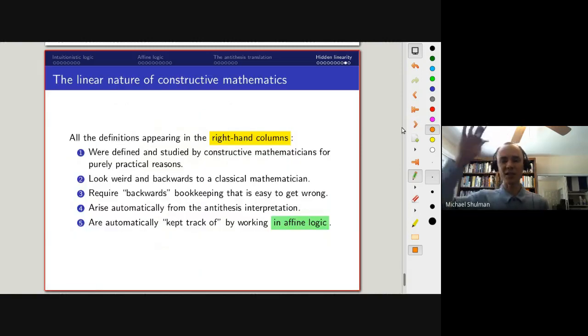So all of these definitions in the right-hand column, which I blew through really fast, are just defined by constructive mathematicians for practical reasons, because they wanted to be able to do the mathematics. But they look weird and backward to a classical mathematician, and working with them formally requires a lot of backwards bookkeeping that's easy to get wrong. But when we write things naturally in affine logic and pass across this translation, it automatically keeps track of all of these anti-subgroups and apartnesses and complements when we translate it into intuitionistic logic.